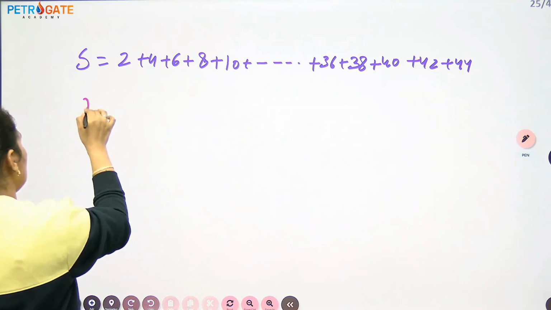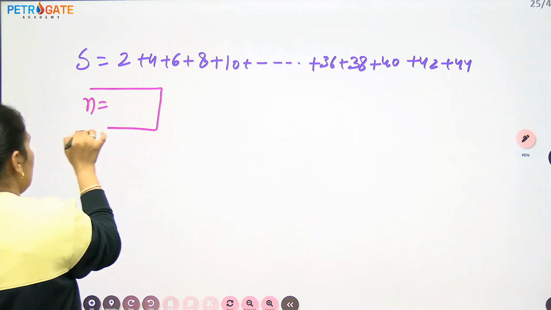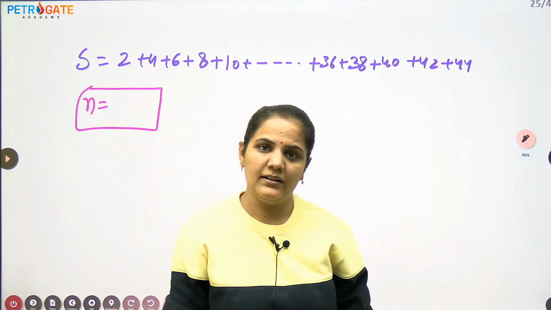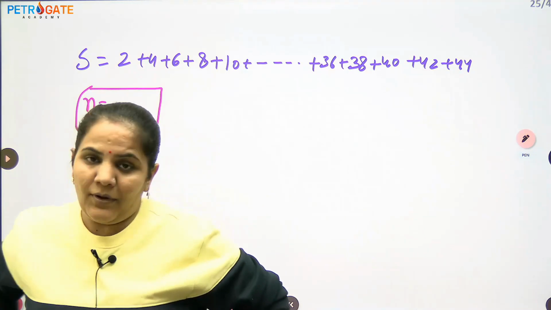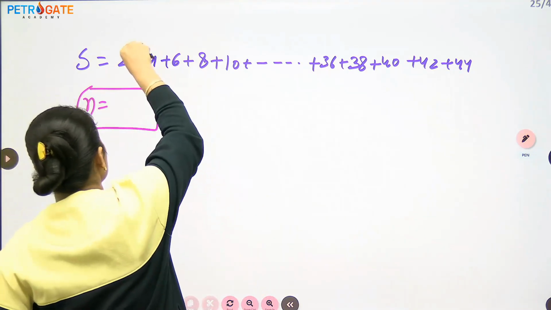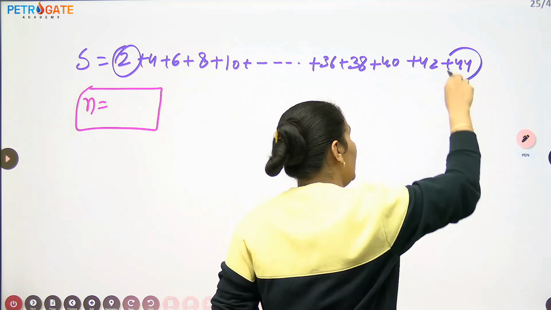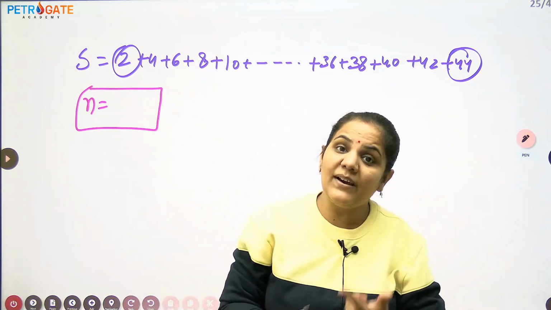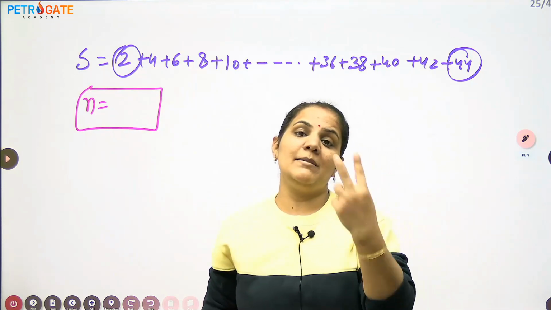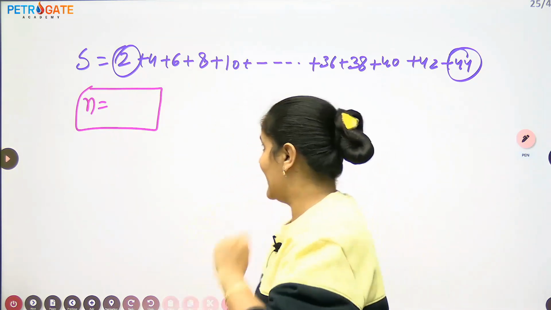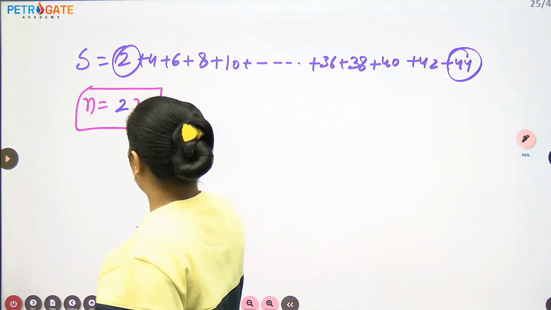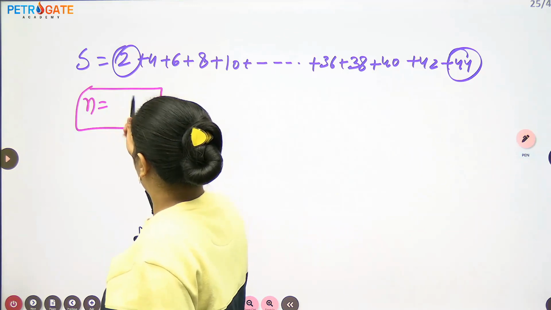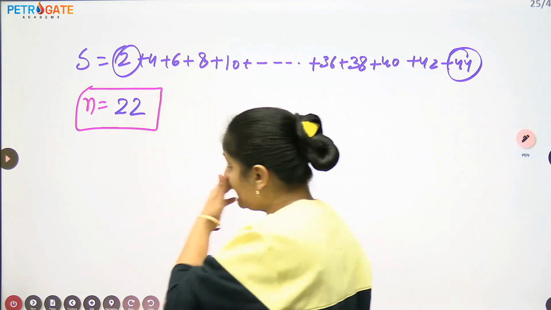We have to find the term n here. Can you tell me how many even natural numbers are here? Ma'am, I am not getting the point, why are you talking about terms? It starts from 2 and ends at 44. How many even natural numbers did we cover? You will say, ma'am, it is 2 to 22, so it will be 22 only. Clear? So n is 22.